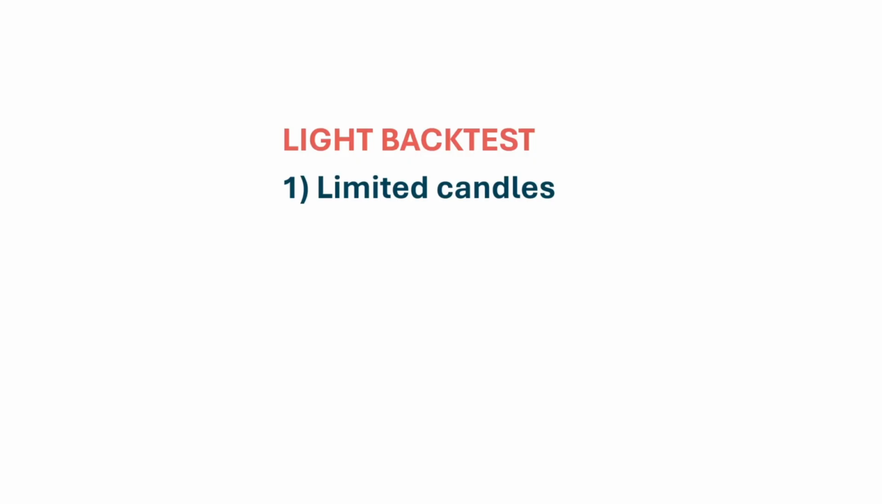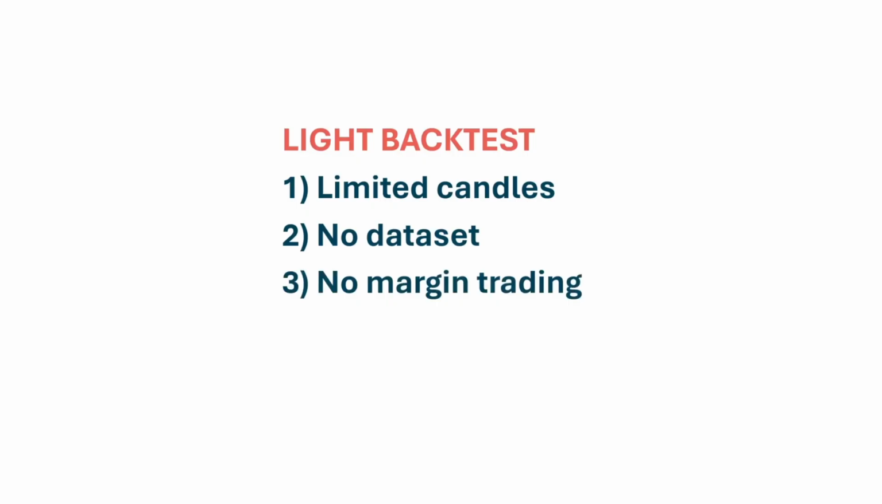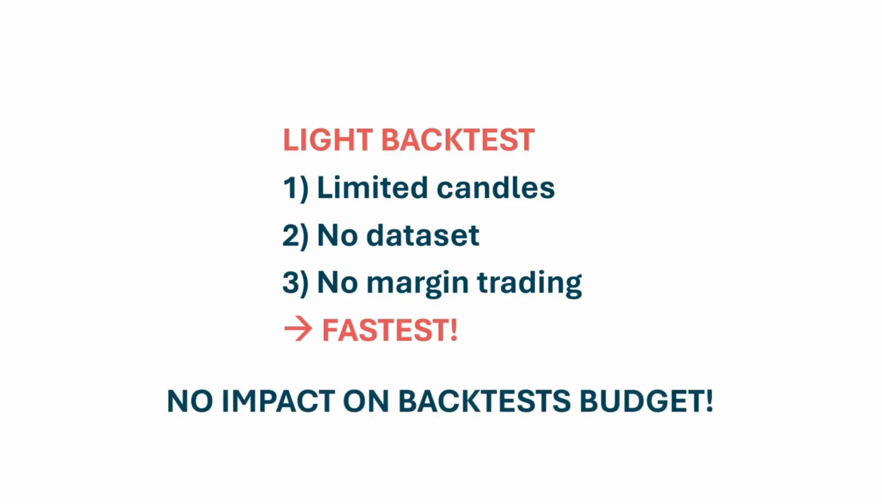A light backtest will test your strategies on a maximum of 1,000 candles, while a full backtest can go up to 40,000 candles. Additionally, the light backtest runs on the chart you're already viewing, so there's no need to create a custom dataset. And finally, light backtest does not support margin trading. These features make it perfect for quickly testing strategies on different assets or candle sizes and determining if they're worth more in-depth testing. When using light backtests, they won't affect your monthly backtest credits because it's normal to run multiple light backtests while optimizing a strategy.